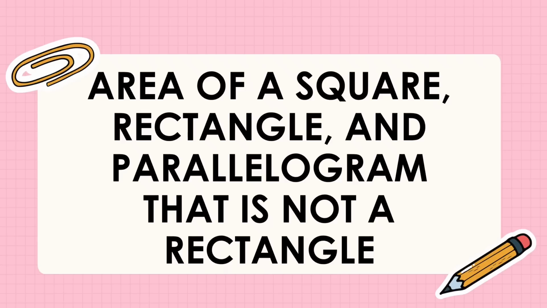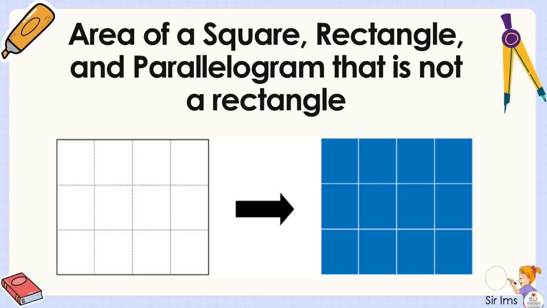Okay, so for this day, we're going to discuss the area of a square, rectangle, and parallelogram that is not a rectangle. So we can see, earlier, we asked what shape could cover the surface without overlapping. So the answer is square. We saw that it fit in our figure or model where nothing overlapped, nothing went beyond or was lacking. Okay, so it fit in.